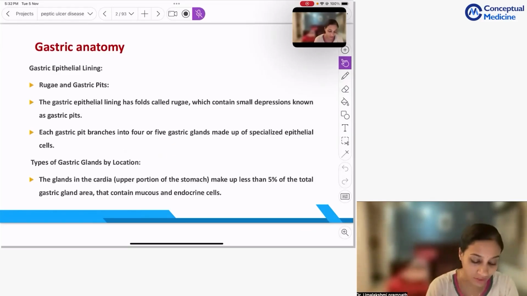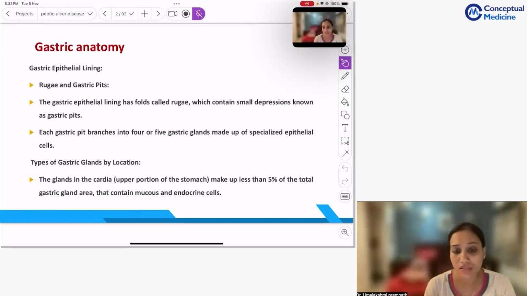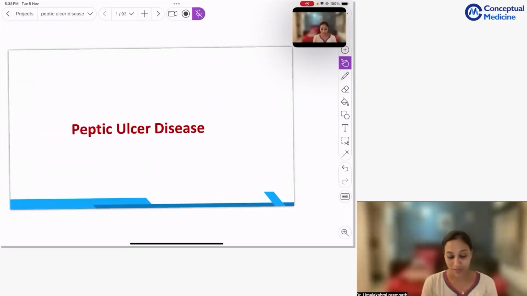Okay. Okay. Now gastric. Okay, I think there is a. Just a second. I think there is a small. Hello. Yeah. Sorry for the. There was a small technical glitch.